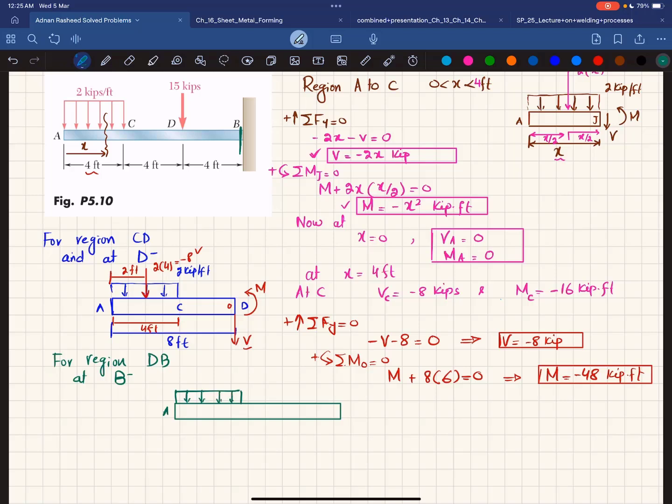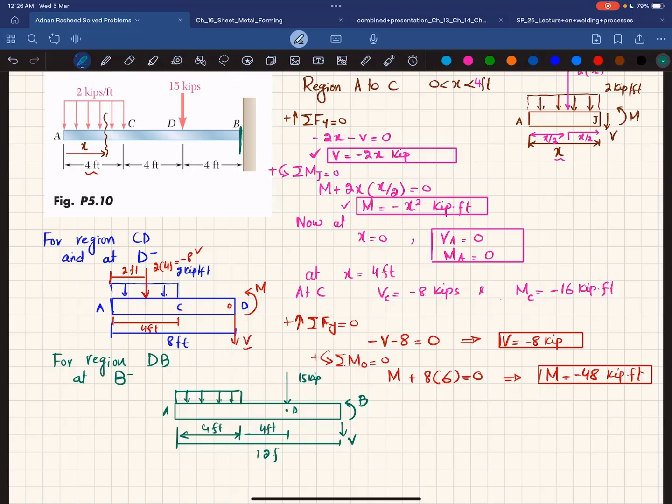And this is your point D where you have a point load of 15 kips. Clear? And at point D when you cut it, you will have a shear force V and a bending moment M. The total length of this beam till point B is 12 feet. This distance is 4 feet, this is 4 feet, and this distance is also 4 feet.